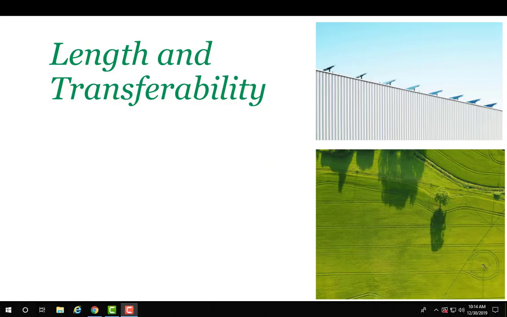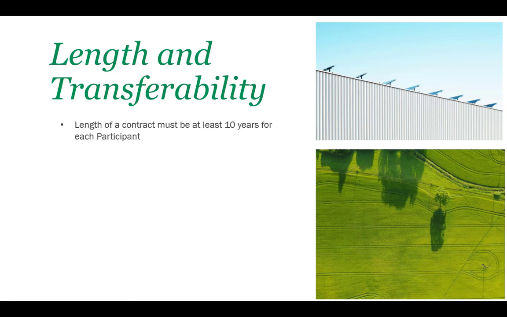Length and transferability. The contract term must be at least 10 years for each participant. If a participant moves, they can relocate their subscription if they are within their utility service territory. Relocation instruction must be made clear in the contract for each participant, as well as any fees imposed by the project manager that may be associated to changes in the size of the subscription.